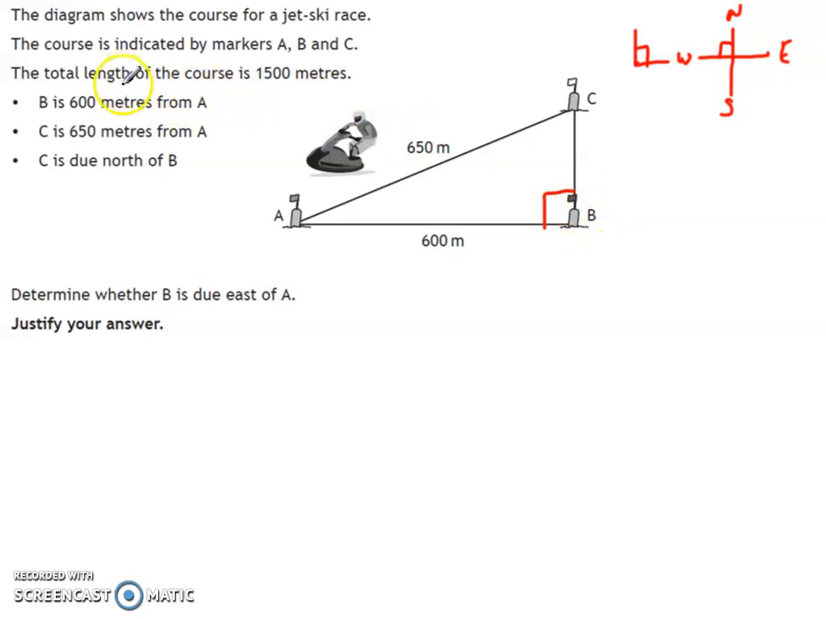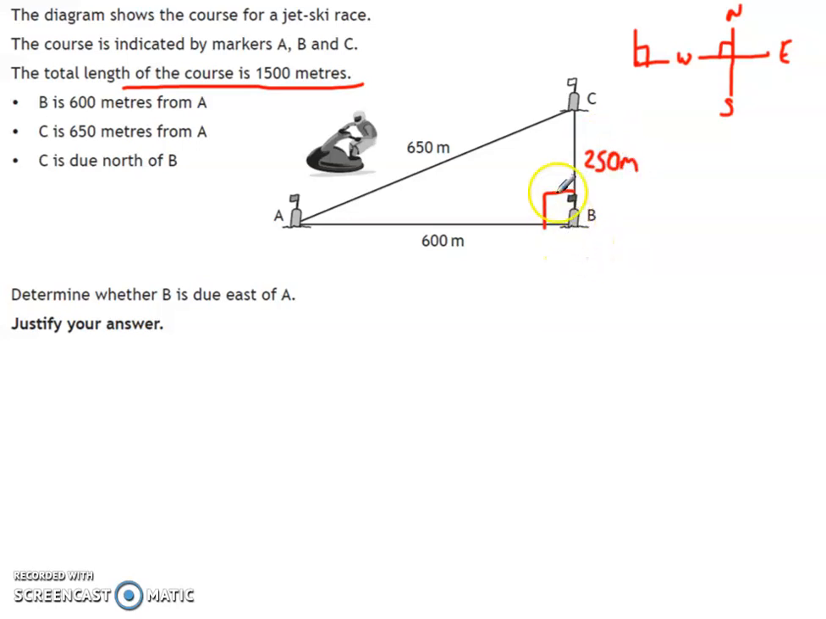Well, I'm told the total length of the course is 1500 metres. So to go from A to B to C and back to A is 1500 metres. I know I've got 600 and 650, so if I add them together I get 1250, which means then that this side here must be the missing 250 metres.